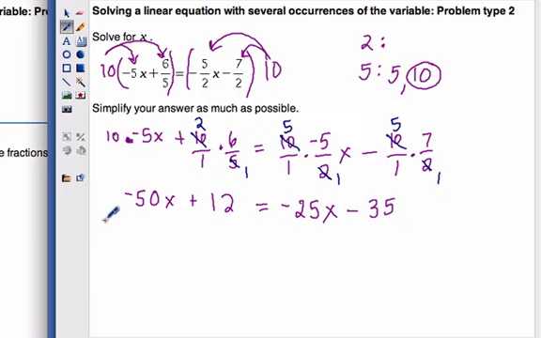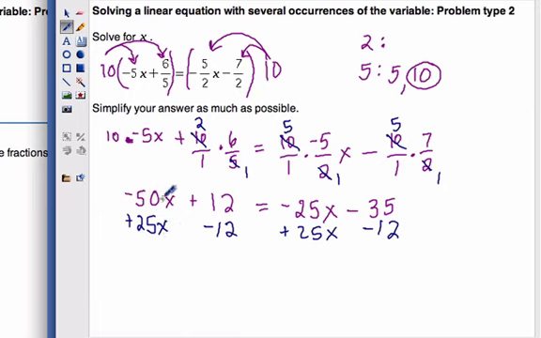Okay, and now I'm going to want to get x's over to the left and my whole numbers, or my numbers without x's, to the right. You can do that in 1 or 2 steps if you'd like. We know we want to move the x over to the left, so I'm going to add 25x to both sides. And if you want, you can do this at the same time. I want to move the 12 over to the right, so I'm going to subtract 12 from both sides. And then let's just simplify both sides of the equation.